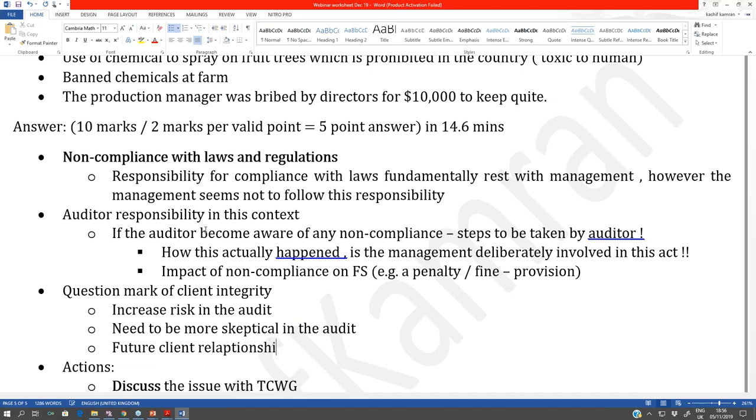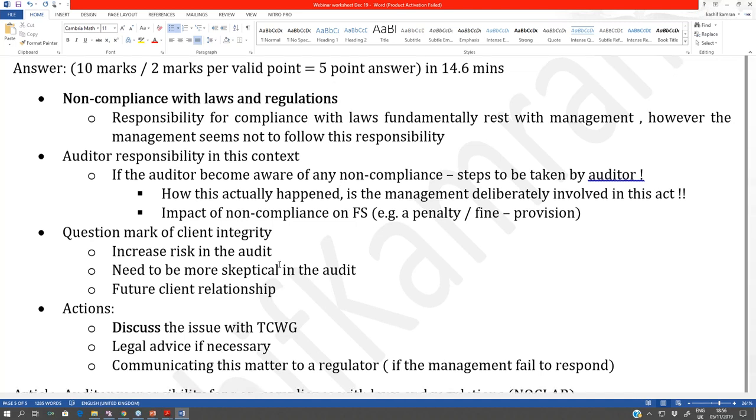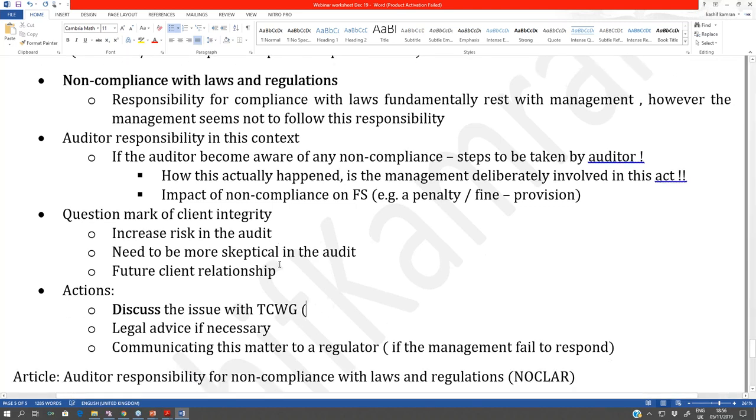Will you be continuing with this company in future? These are all question marks, right? Which should be developed. Yes, it is true that the management is overriding controls. Management is giving bribes, and when the management is giving bribes, that means the management is overriding the controls. So you need to discuss the issue with those charged with governance to solve the matter.